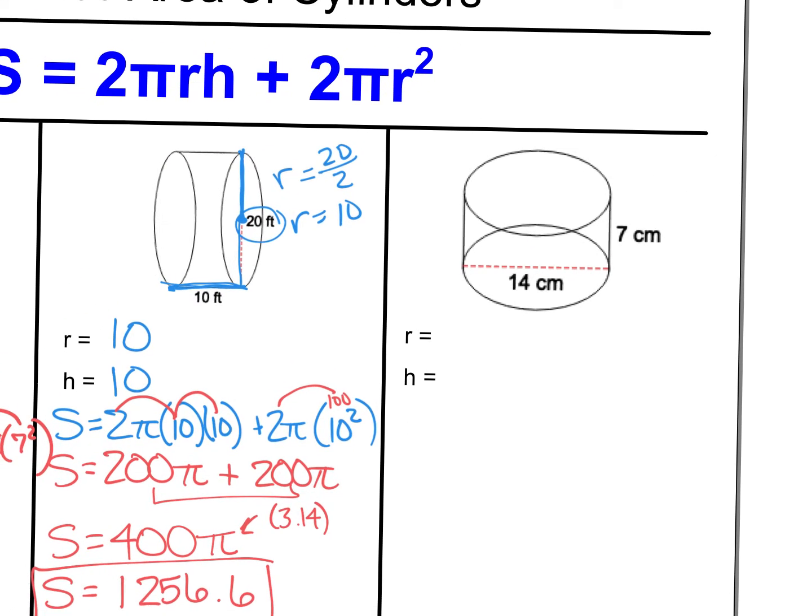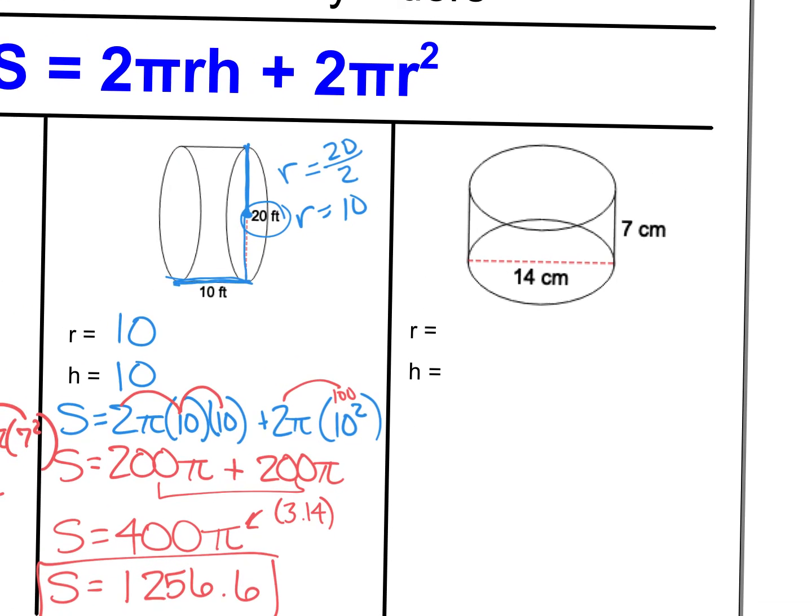All right, and then the last one here, we again are given a diameter. So to find the radius, we're going to take the 14 and cut it in half. So that'll leave us with 7. We have a height, again, same number, is 7. So I'm going to plug this into our surface area formula. So 2 times pi times our radius of 7 times our height of 7 plus 2 times pi times our radius of 7 squared.